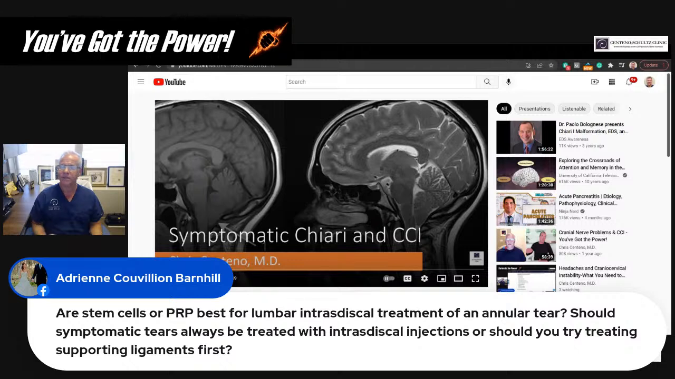Adrienne, are stem cells or PRP best for lumbar intradiscal treatment of an annular tear? Should asymptomatic tears always be treated with intradiscal injections, or should you try supporting ligaments first? Yeah, Adrienne, disc tears are super common, normal findings. So I wouldn't agree to treat a disc tear unless we knew that disc tear were causing problems or pain. So we don't treat asymptomatic disc tears generally at all.